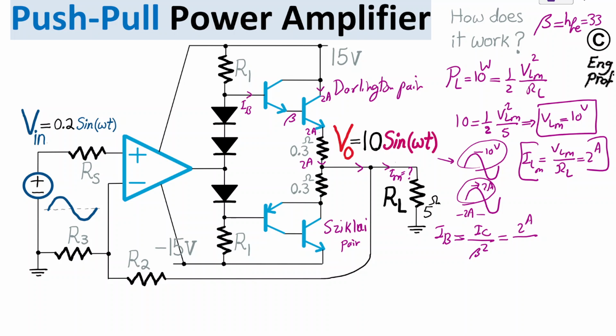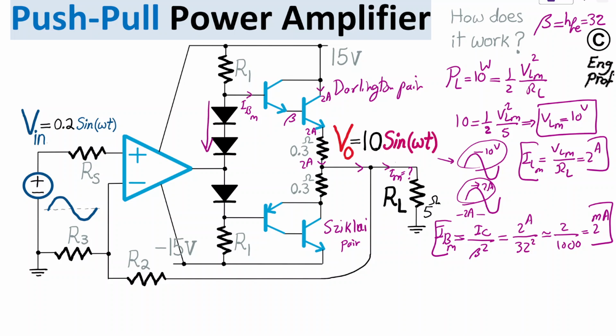Let's make the assumption that beta is 32. So 32 to the power 2 is roughly 1000, and 2 amp divided by roughly 1000 means we are talking about a maximum base current of 2 milliamp. So this maximum base current that we found is 2 milliamp.